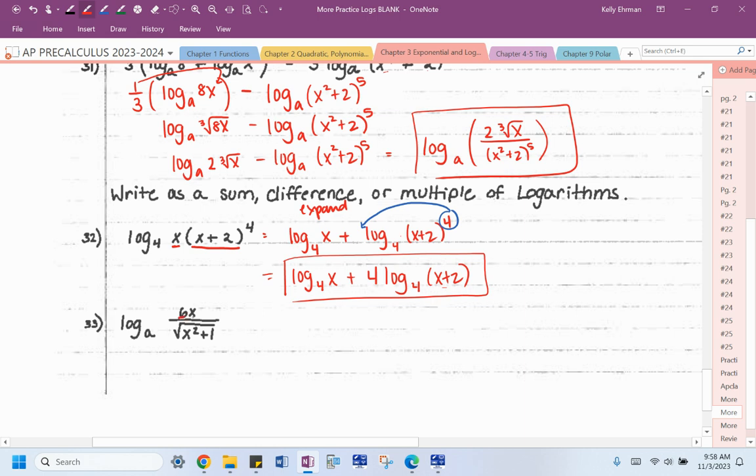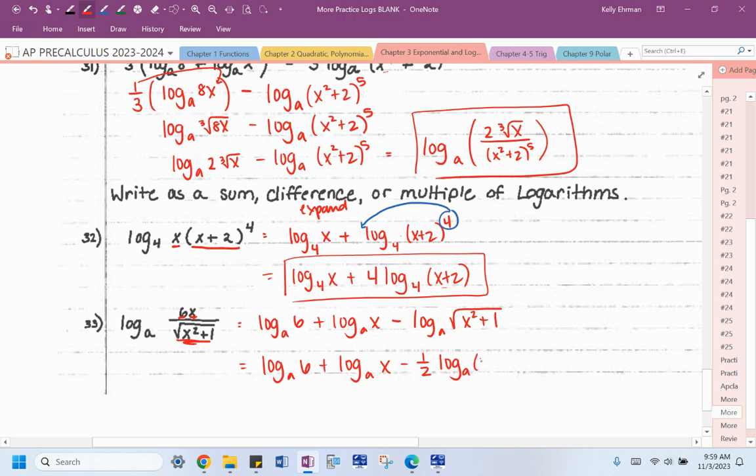Final problem, we have a 6 and an x and a square root of x squared plus 1. So this should expand out into 3 logs. Log base A of 6 plus log base A of x minus log base A of the square root of x squared plus 1. The only exponent I see is the square root, so the log base A of 6 plus the log base A of x minus 1/2 times the log base A of x squared plus 1. And there's nothing else to do because x squared plus 1, I can't separate that any further and can't be simplified.